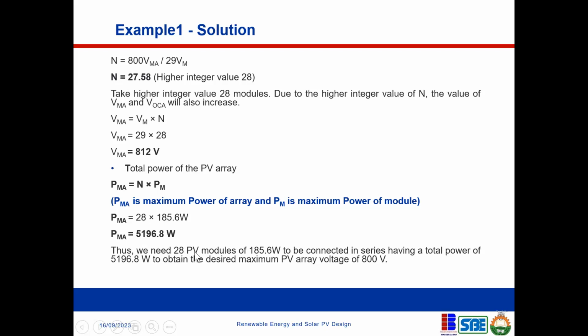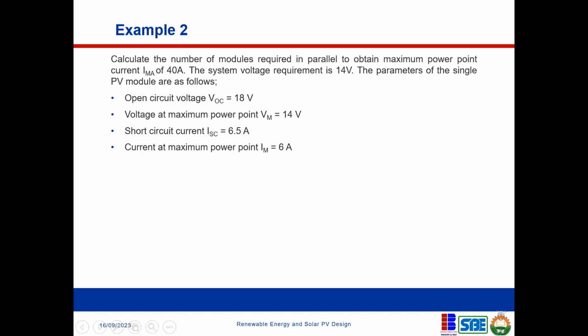So thus we need 28 PV modules of 185.6 watts connected in series, having a total power of 5,196.8 watts, to obtain the desired maximum PV array voltage of 800, even though we overshot this 800 by 12. So we had 812. So this is just another example.